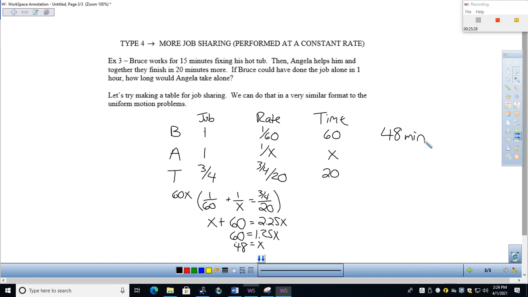So I really like this for all job sharing. If there's no weird variation for job sharing, then you can just do one job, one job, one job, and it works out really nicely. But if you kind of equate it to a uniform motion problem, I think it just makes the setup quite a bit easier. And just remember the rate of one plus the rate of the other is equal to the rate together.